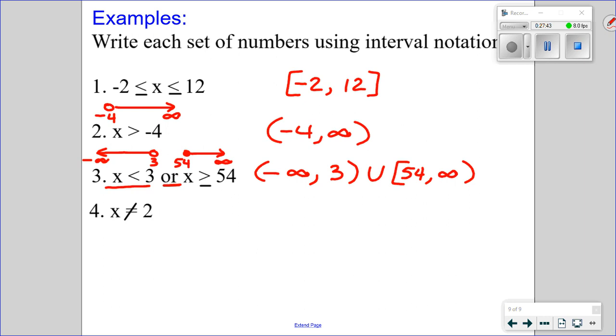Okay, I thought since I graphed those two, I might as well graph this one as well, so you can see how it corresponds to the interval notation.